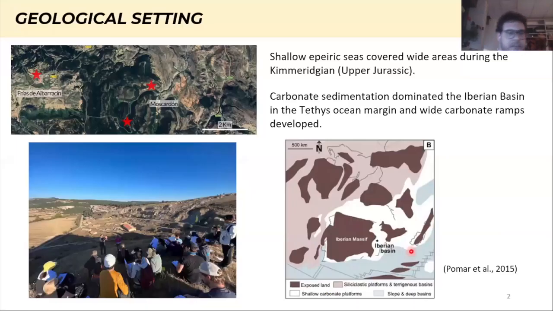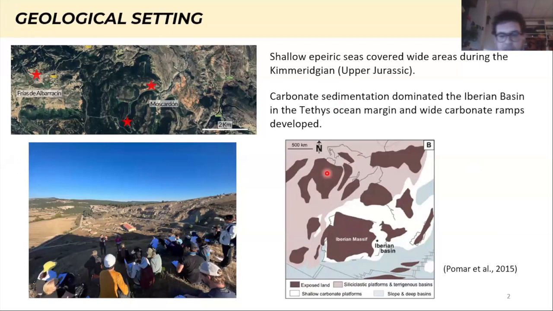So just a small geological setting, the field trip was divided into 3 main stops that are more or less located in this map with the red stars. And this area is located in the Iberian Basin, west of Teruel, figure in the bottom right, and allows us to study a wide shallow marine carbonate ramp developed during the Kimmeridgian, late Jurassic.